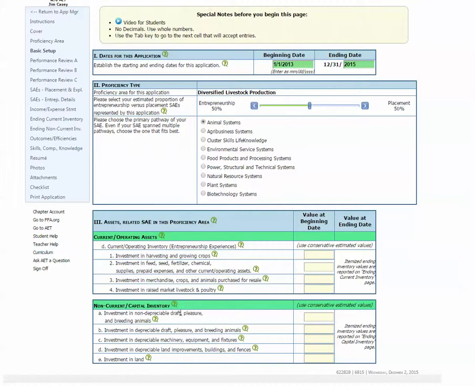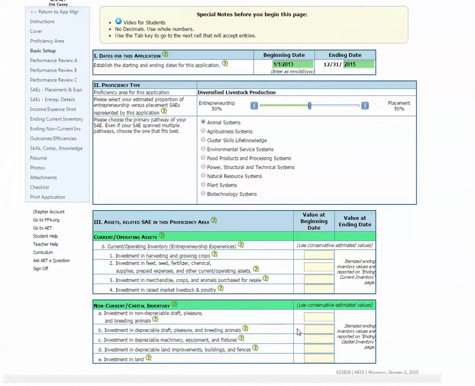Investment in non-depreciable draft, pleasure, and breeding animals. Well, what this means is this is breeding animals in a livestock operation that have been raised on the farm or raised in the project. Non-depreciable breeding animals are animals that have been raised. If you purchased them, they had a purchase price, they should be depreciated. We're going to talk more in another video about how to place value here, so I'm going to skip that one for a moment, but be sure and watch the other short video on how you would place value on raised breeding animals.